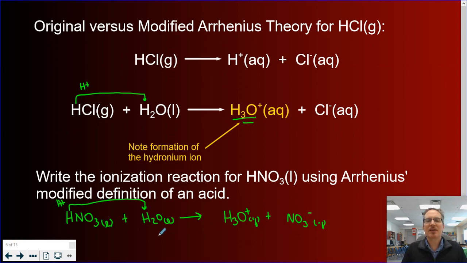And so if I look at this, I have 1, 2, 3 hydrogens, 1 oxygen, 1 oxygen, NO3, NO3. And if I look, 1 positive, 1 negative, no charge, no charge. Again, I know this is an acid because based on the new definition, it has a hydronium ion. Therefore, based on Arrhenius's modified definition of an acid, HNO3 is an acid.